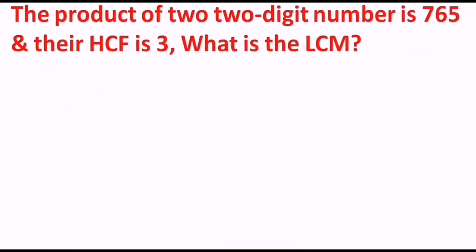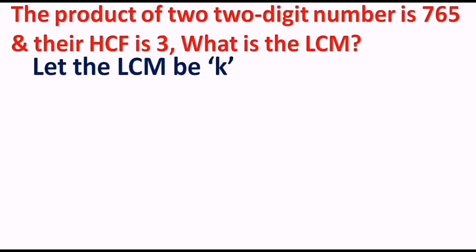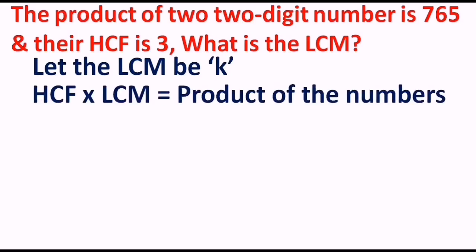So let's try and solve one more question based on the same property. The question says the product of the numbers, okay, the product is directly given to me, not the numbers presently, is 765, and their HCF is 3, and I need to find the LCM presently over here. Okay, so here we are going to consider LCM as k and write the property. Now for the HCF we have 3 and for the LCM we have k. That means 3 into k will be our left hand side, that is LHS.